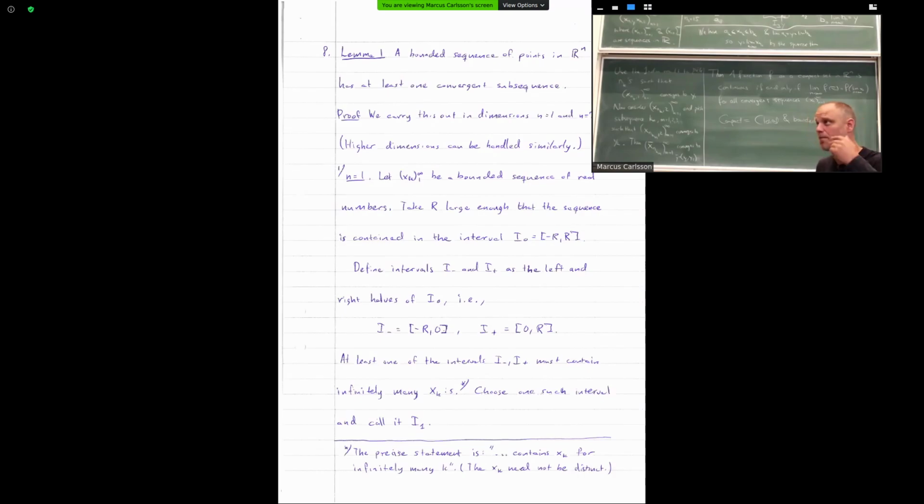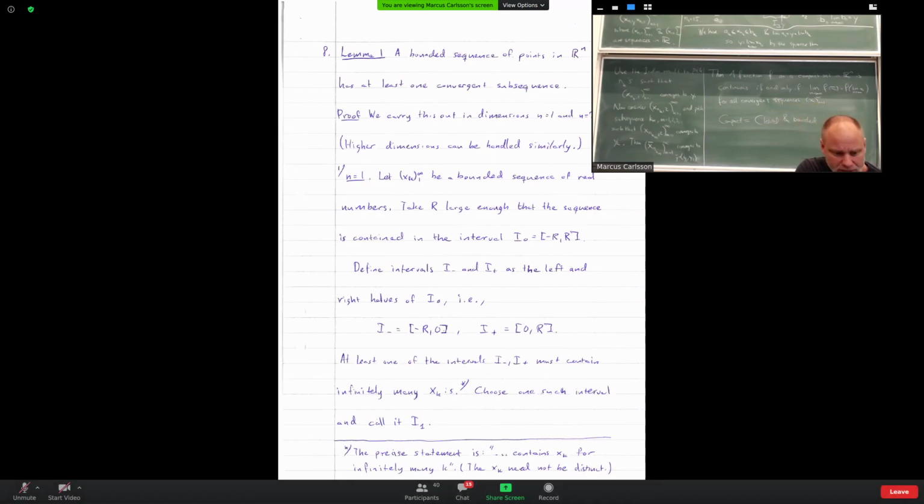Convergence in R^n is the same as having each component converging independently. So that's the idea of the lifting process, which you find here.